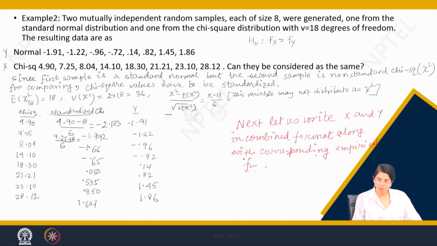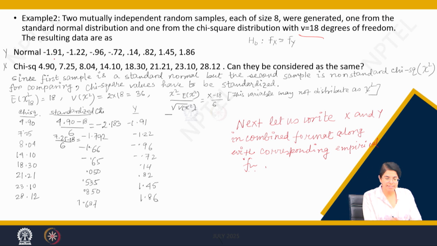There is one more example, and this example is special because here two sets of observations are given. One is from the normal population and another is from chi-square with some degrees of freedom. Which was the degrees of freedom? Yeah, that is 18 degrees of freedom. Now why is it special? Why am I saying that this is a special type of problem?